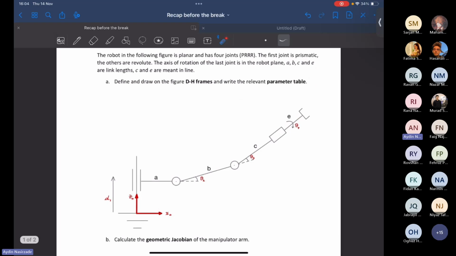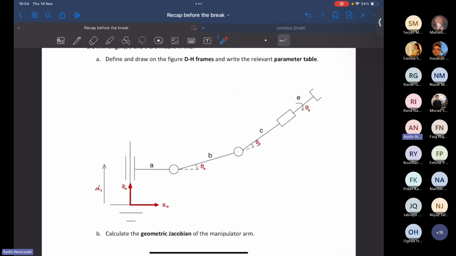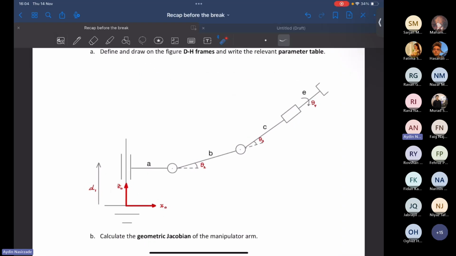So I'm giving you a couple of minutes, 3 minutes at most, so that you can draw the frames on your papers and the DH parameters as well. Time is ticking. And we'll compare our results.